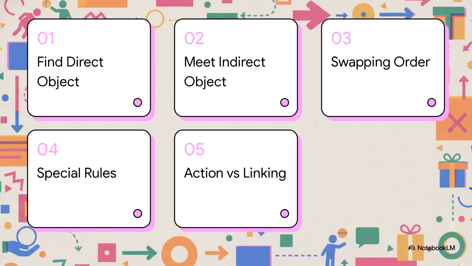We're going to start by finding the direct object. Then we'll meet the indirect object. After that, swapping order with prepositions, some special rules for read and write, and finally, action versus linking verbs. Let's get right into it.